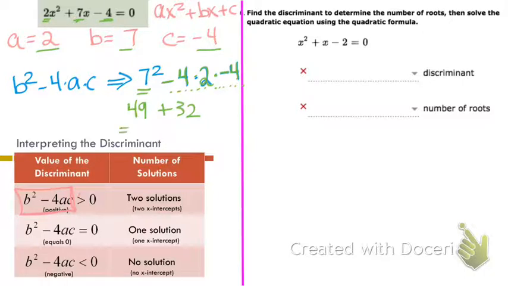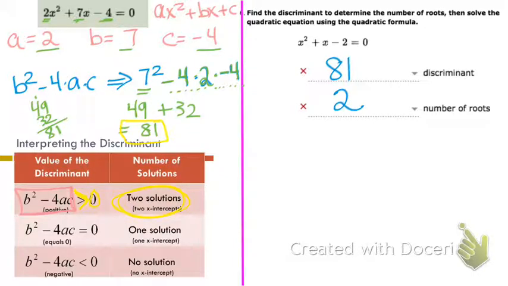And then the last step is to add them. So 49 plus 32 is 81. Once you calculate what the discriminant is, you need to determine if it is greater than 0, which 81 is. So that means there's going to be two solutions. If it was less than 0, it would have no solutions. If it was equal to 0, it would have one solution. So here I would put a 2, and here I would put an 81.